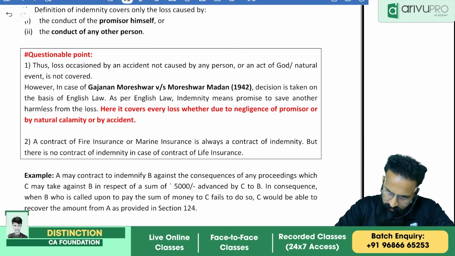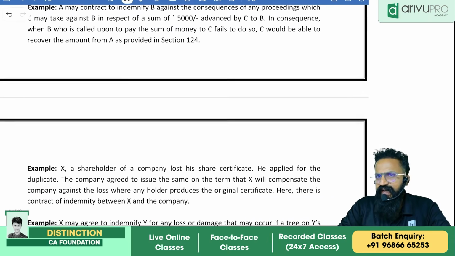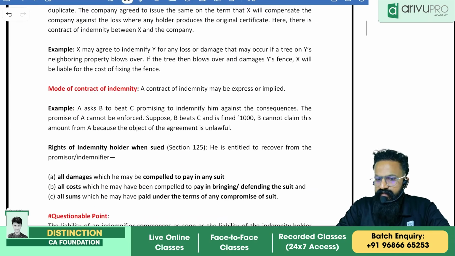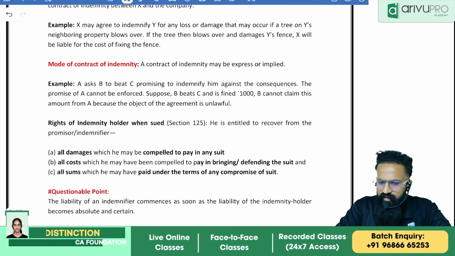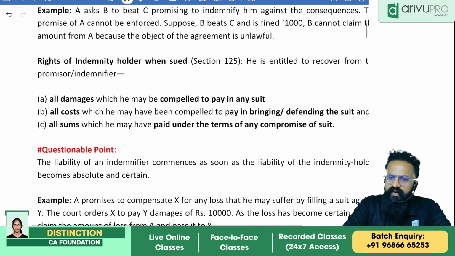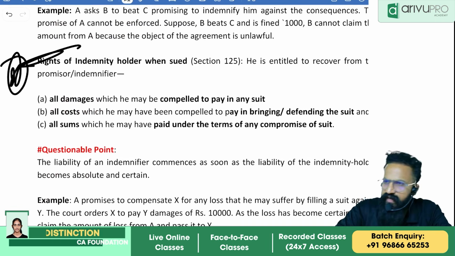Okay. Is life insurance a valid indemnity contract? No. Life insurance, no, because you can never make good a life, loss of life. Okay. Now, people, right of indemnity holder when sued. Remember section 125. A lot of times I have asked this.